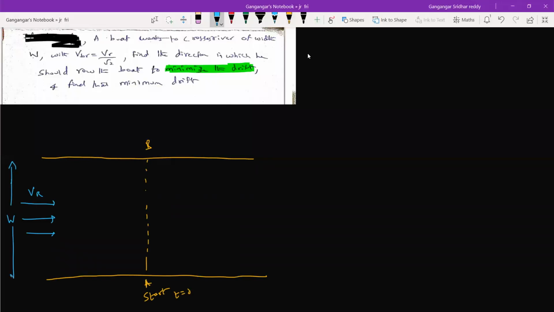Up. So could you show the question? Here, a boat wants to cross a river of width W with Vbr equal to Vr by root 2. Find the direction in which he should row the boat to minimize the drift. Find the minimum drift. The question is available on screen.